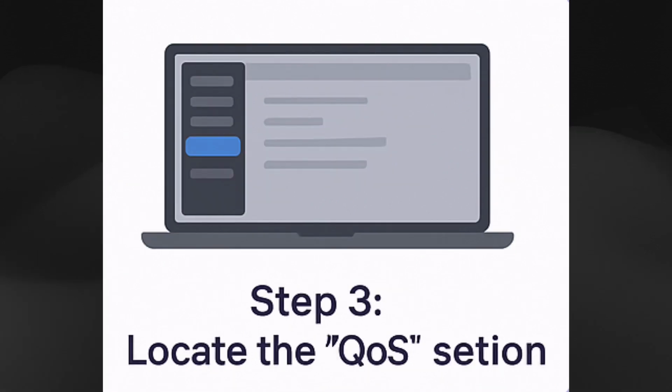Step 3. Locate the QoS section. Find and click on QoS or Quality of Service under the Traffic Management or Bandwidth Control menu. This feature allows you to prioritize specific types of network traffic for better performance.